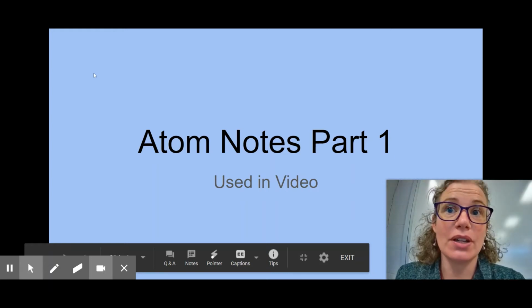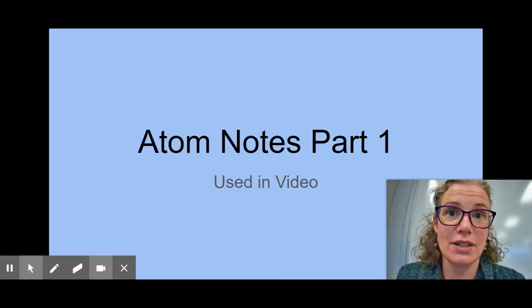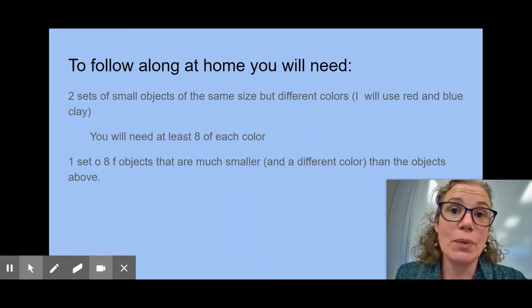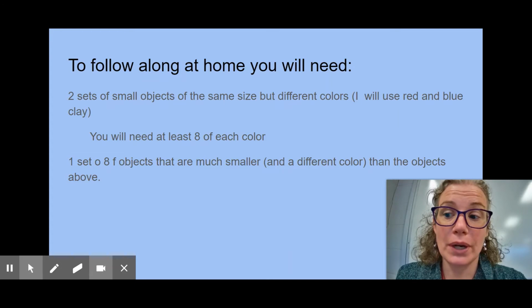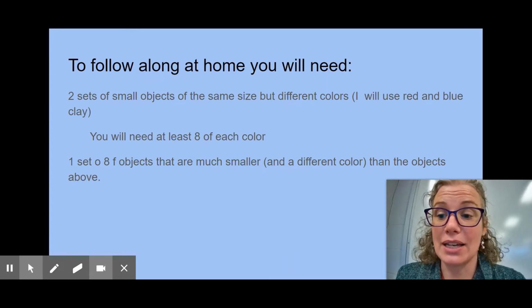Hi everybody, today we're going to talk about how to find the number of protons, neutrons, and electrons in an atom. If you want to follow along at home, you are going to need supplies.